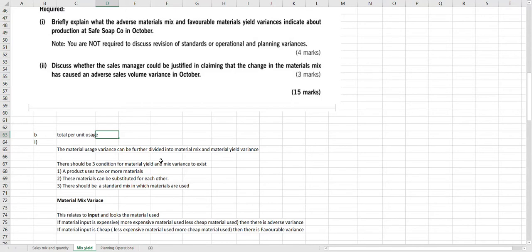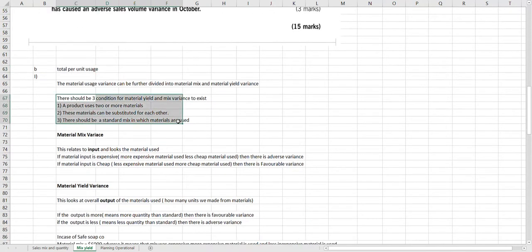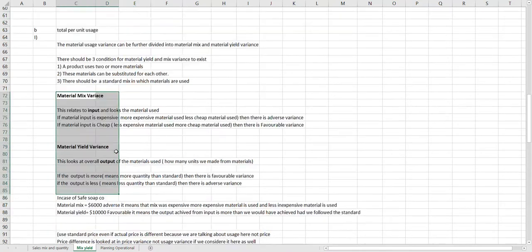The material usage variance can be further divided into mix and yield. Remember, there should be three conditions for material yield to exist. One, the product should use two or more materials, and these materials can be substituted for each other, so you could use one material more and another material less, and they should be used in a standard mix. And then I've explained these.